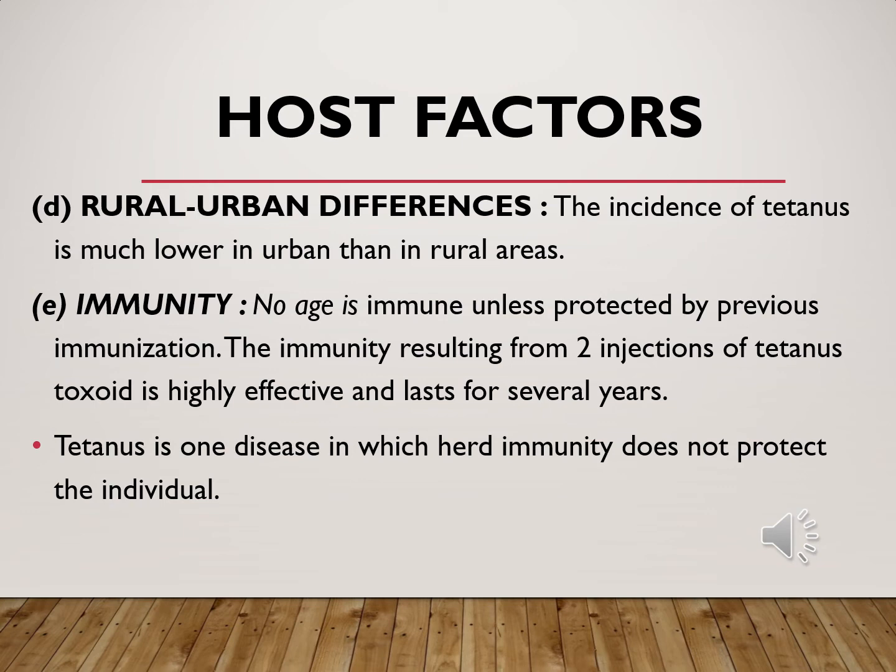Immunity. No age is immune unless protected by previous immunization. The immunity resulting from 2 injections of tetanus toxoid is effective and it lasts for several years. Tetanus is one of the diseases in which herd immunity does not protect the individual.